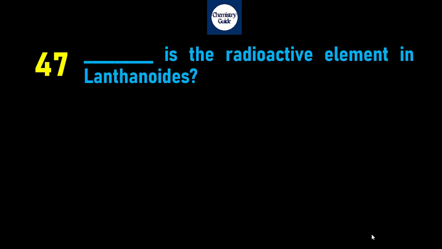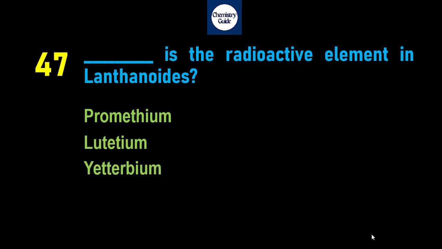MCQ number 47: dash is the radioactive element in lanthanoids. Only one element in lanthanoids is radioactive, and that element is promethium. While lutetium, ytterbium, and samarium are not radioactive elements in lanthanoids.